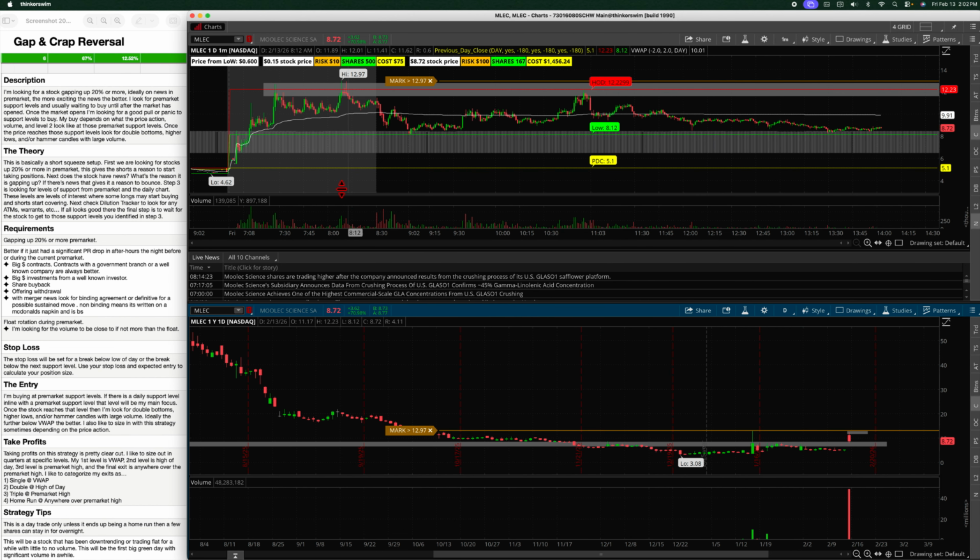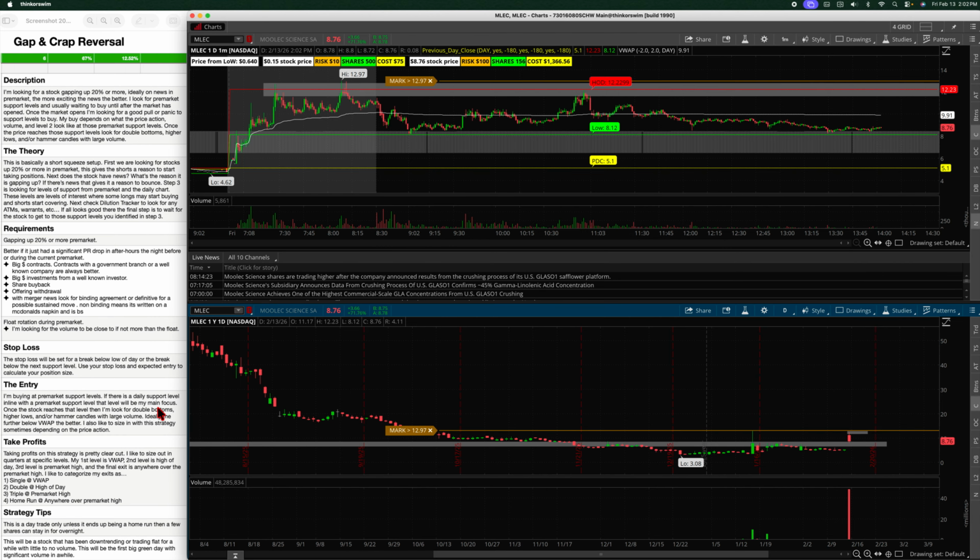Now, it doesn't always come down to this level, but I'm waiting for that. If it doesn't get there, a lot of times I try not to take a trade, but sometimes I do. I try not to because my risk to reward isn't as good. So the entry, I'm buying pre-market support levels.